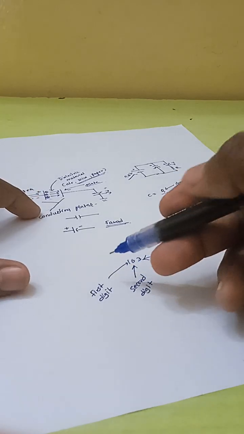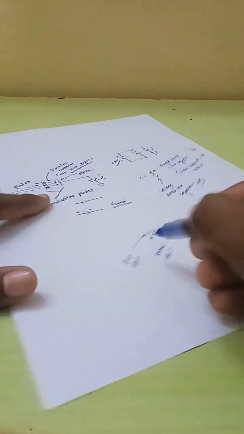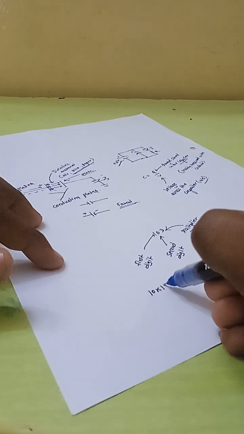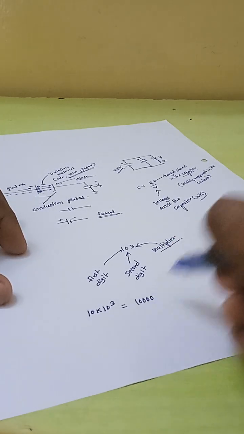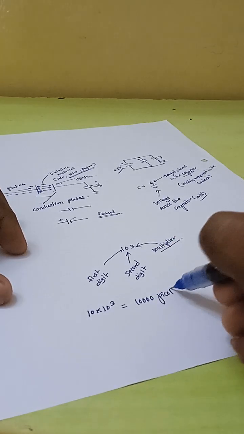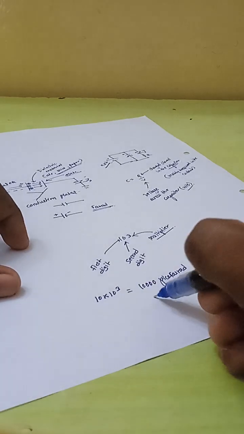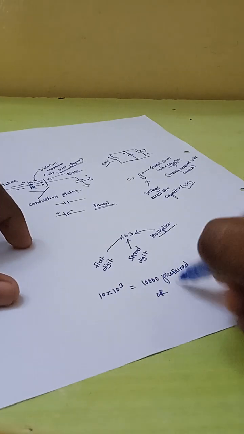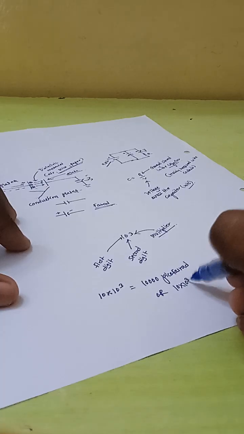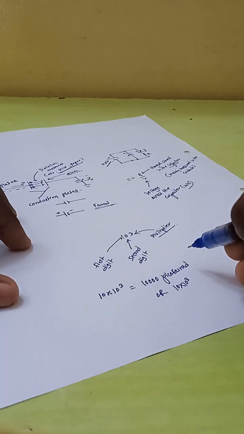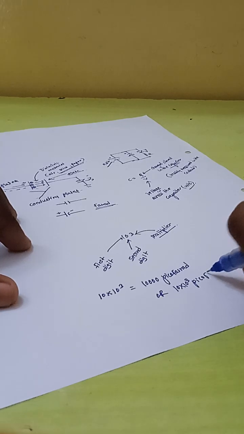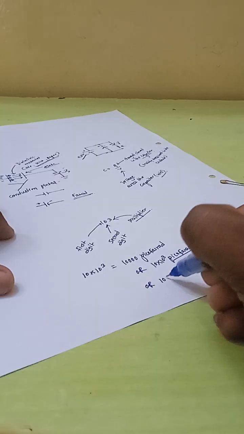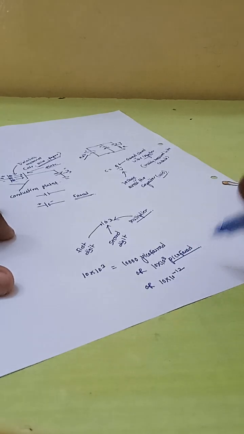Just like a resistor, we can calculate it as 10 into 10 raised to 3, which is equal to 10,000 picofarad, or we can write it as 10 into 10 raised to 3 picofarad, or we can write it as 10 into 10 raised to minus 12 farad.